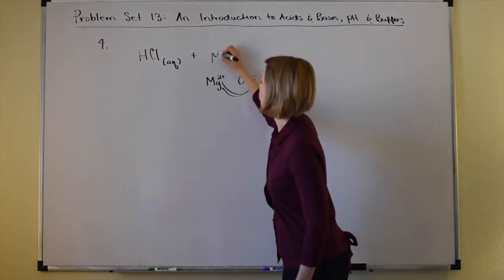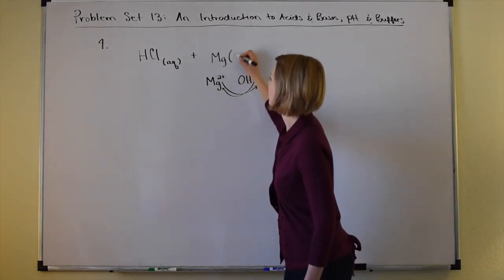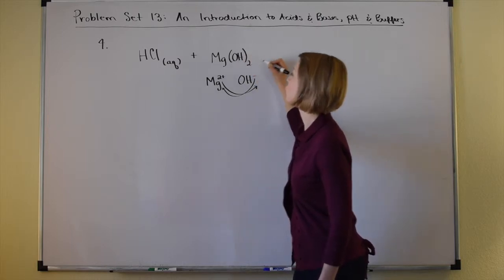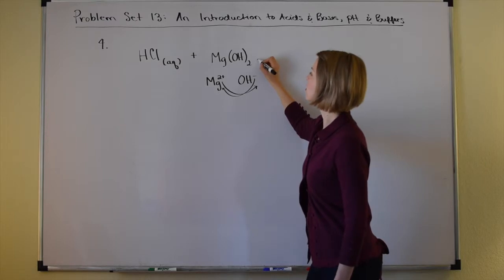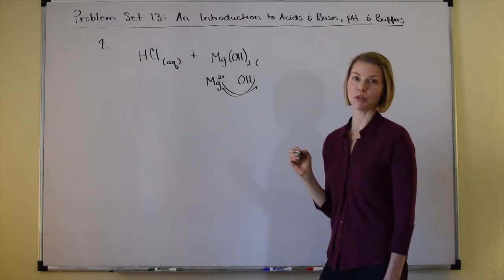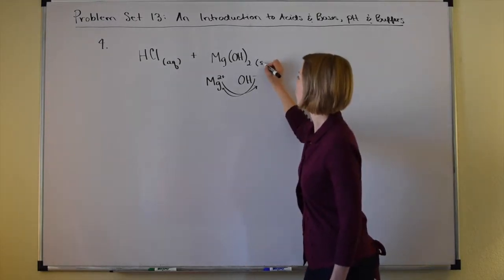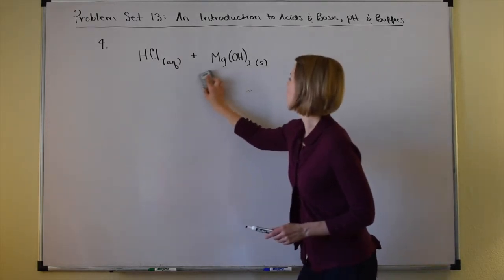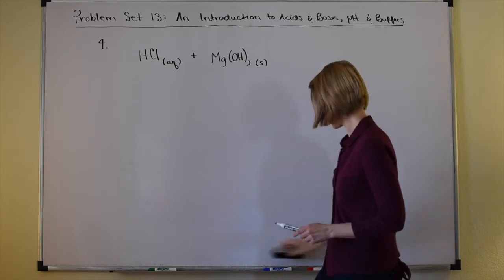So we're going to write that formula as Mg(OH)2, with OH in parentheses because there are 2 of them. And magnesium hydroxide is not soluble in water, so I'm going to go ahead and write the state here as solid. Let's erase this work to keep things nice and neat.